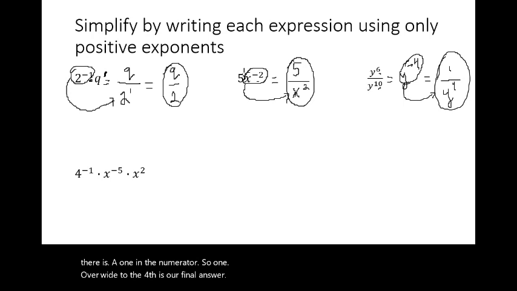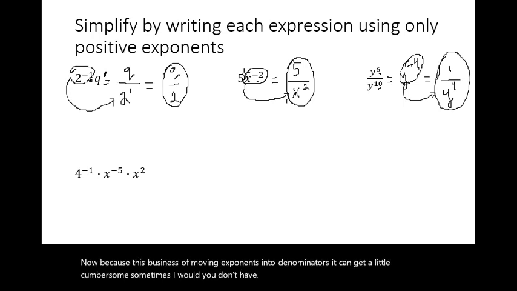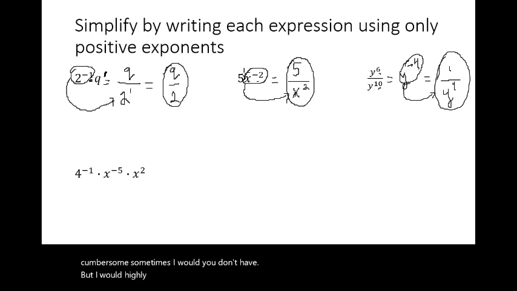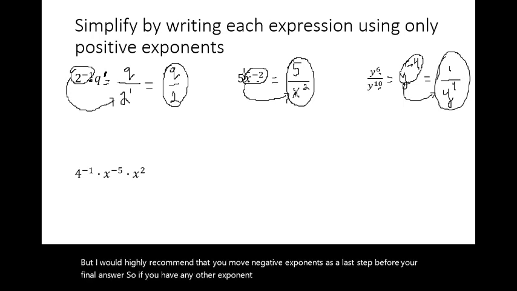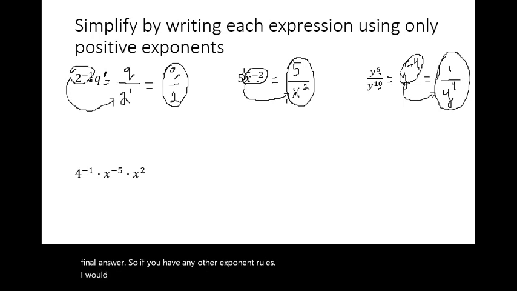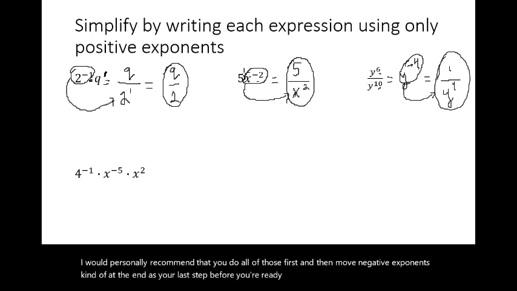Now, because this business of moving exponents into denominators can get a little cumbersome sometimes, you don't have to, but I would highly recommend that you move negative exponents as a last step before your final answer. So if you have any other exponent rules, I would personally recommend that you do all of those first and then move negative exponents kind of at the end as your last step before you're ready to call it good and call it your final answer.